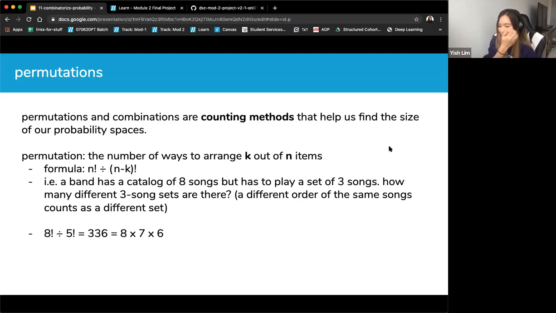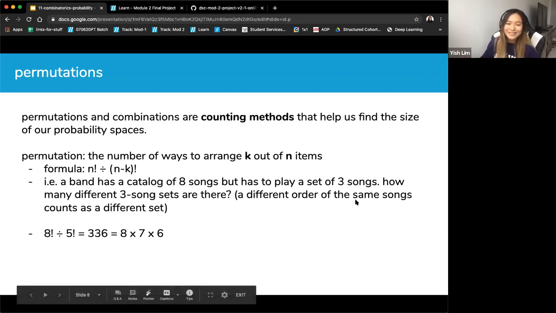So let's say they have 8 songs. If they play song 1 and then 2 and then 3, that's a different set from playing songs 3 and then 2 and then 1. So each of those counts. And this is when we use the permutation formula to find the number of ways you can have 3-song sets out of 8 songs.